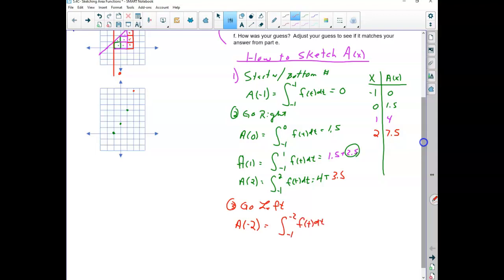So what's happening here? Remember, I'm accumulating area to the left. Now I need to look at this. How much area am I accumulating? Well, that's a half. But remember, as I'm going left, my y values are positive, but because I'm accumulating to the left, my delta x, or my dt, is going to be negative. So this is going to give me a negative 0.5, and that's from my 0 line.